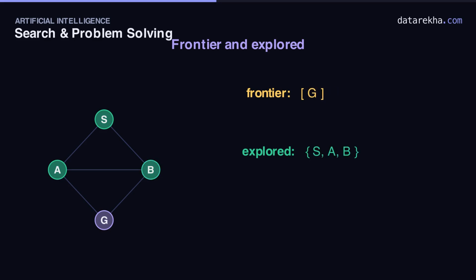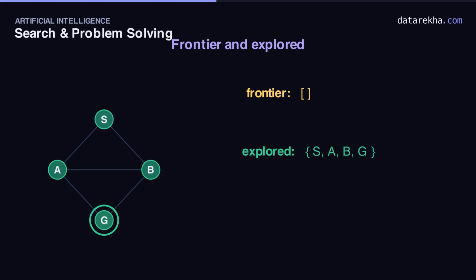Its successors are S, A and G. Every single one is already explored or already on the frontier. So B generates nothing new at all and simply moves into explored. Watch how the explored set is doing its job. Pop G and G is the goal. Done. 4 expansions. And we're finished.